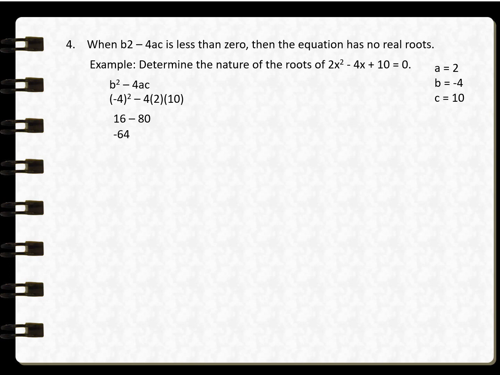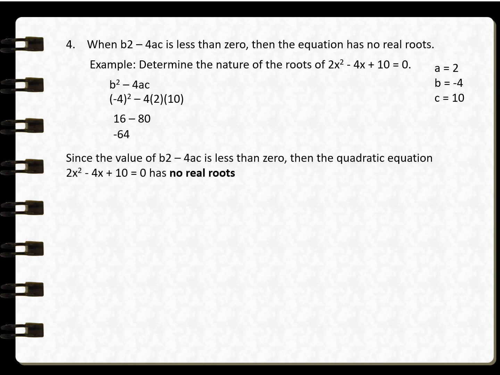Dahil negative ang ating sagot, that means that is less than 0. Ibig sabihin, we have no real roots. Since the value of b squared minus 4ac is less than 0, then the quadratic equation 2x squared minus 4x plus 10 has no real roots. Yun ang ibig sabihin ng less than 0. So, paano yon? So, let's try solve. 2x squared minus 4x plus 10 equals 0.